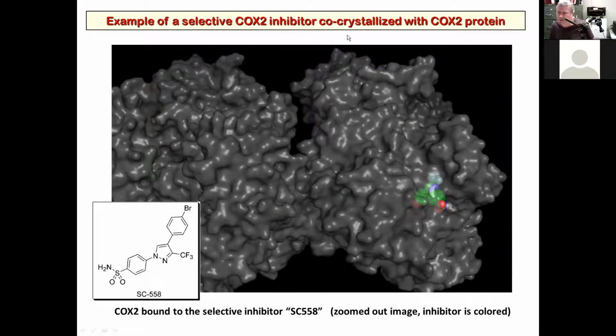All right, so just another example of co-crystallization. What does that mean, co-crystallize? That means they grow the protein as a crystal, and then they soak in the molecule and it finds its binding site. And then they analyze it with X-ray crystallography. So yeah, it's a great technique.